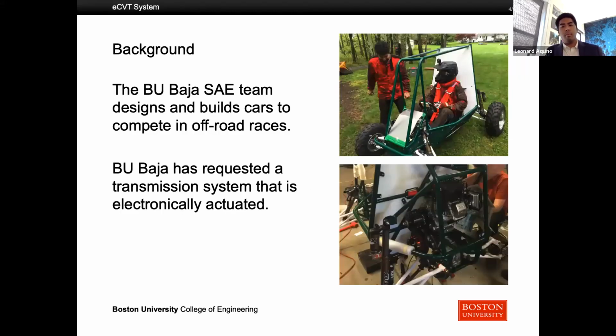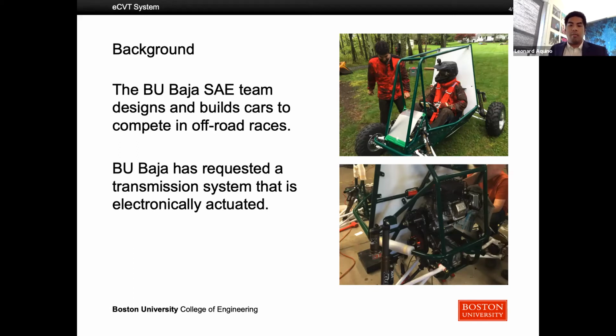So to talk a little bit about our clients, the BU Baja SAE team is a student organization that designs, manufactures, and competes off-road vehicles. In these competitions, they're judged on many things, including acceleration, traction, you name it. But they also receive additional points for car components that are designed in-house by students rather than purchasing off the shelf. That being said, they usually buy their transmission system.